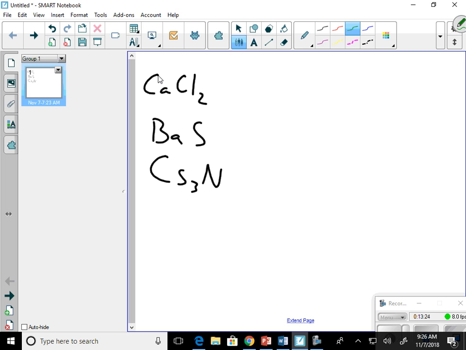So in other words, if I look at this first problem up here, CaCl2, Ca stands for calcium. Just like in the second problem, BaS, Ba stands for barium. Cs stands for cesium. So when you're naming a formula for an ionic compound, the first element symbol is just its normal name.